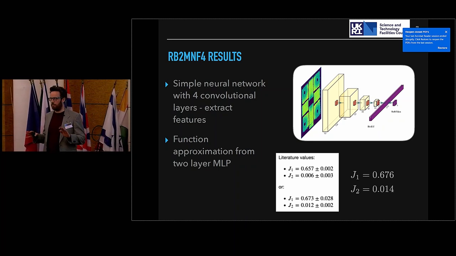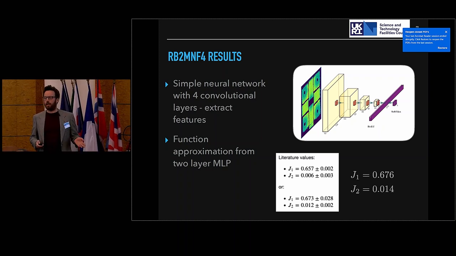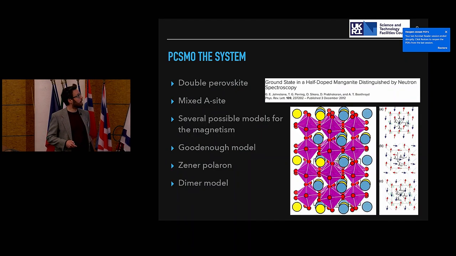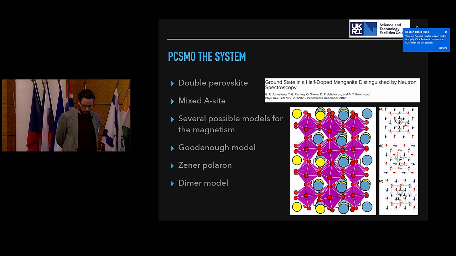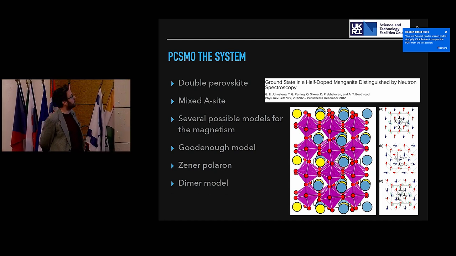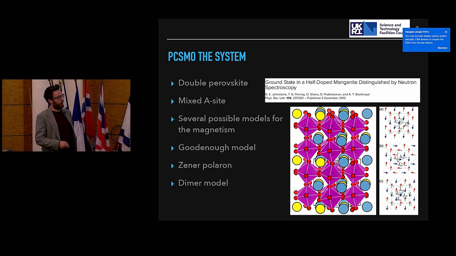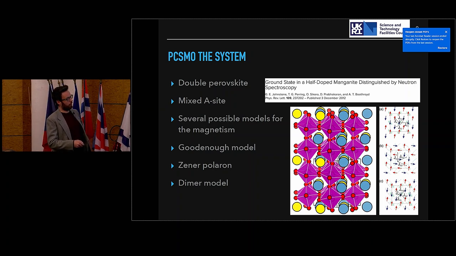That's our typically good data. As a proof of principle, it shows, okay, we can probably do something using these convolutional networks. So now let's move on to the more typical system. There's a lot more subtlety involved. This time we're looking at PCSMO, which is a type of perovskite structure with mixed A sites, and you've got magnetic coupling this time in all three directions.